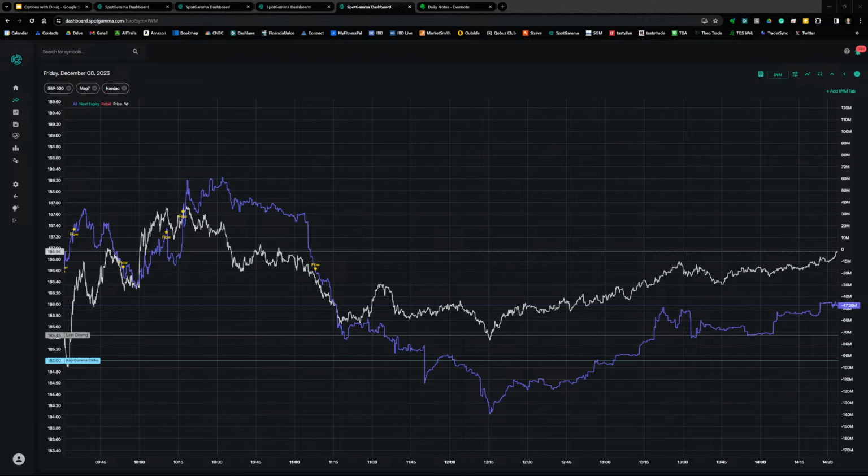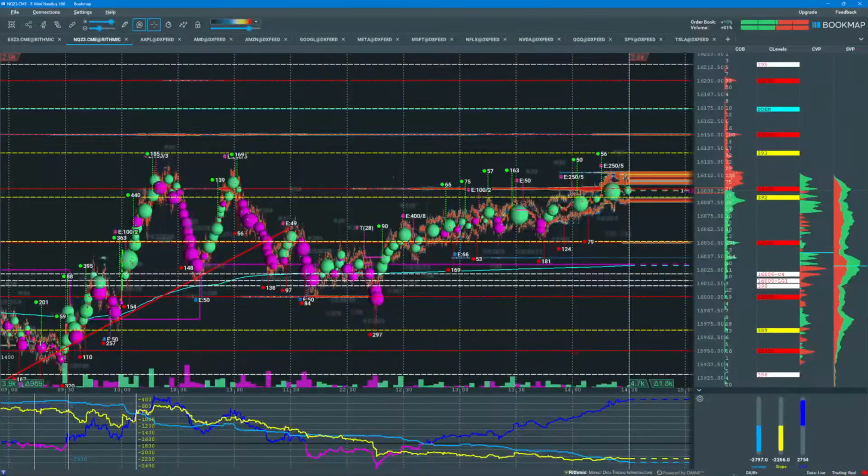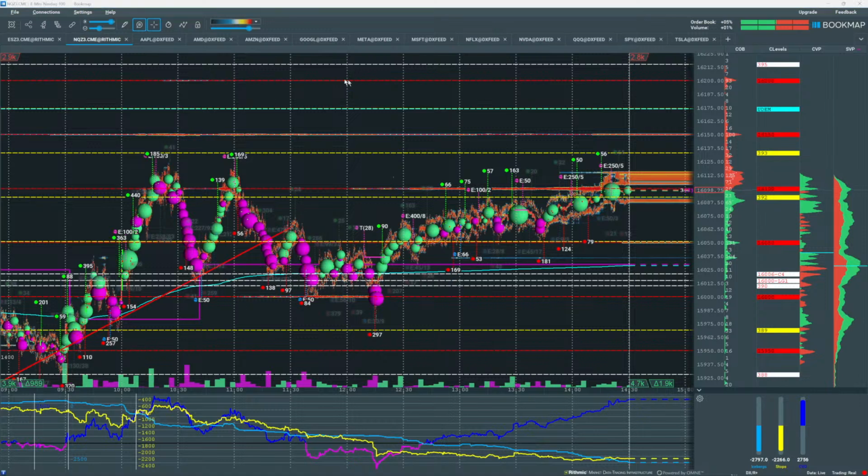I mainly trade, let's go back to Bookmap. I mainly trade these stocks right here that I have shown in Bookmap. All of these stocks have very good liquidity, heavily driven by options trades and market maker hedging activity. So again, very highly liquid, easy to trade, heavily driven by options on a consistent basis.